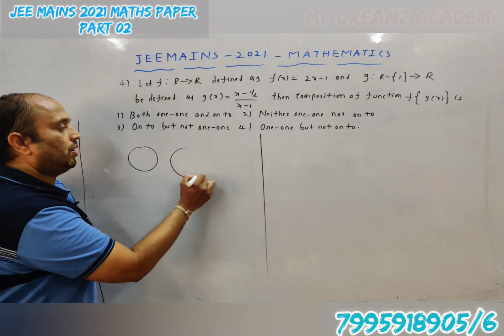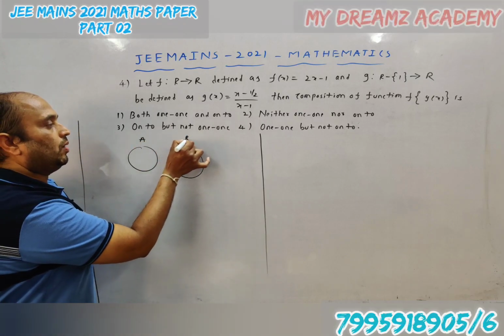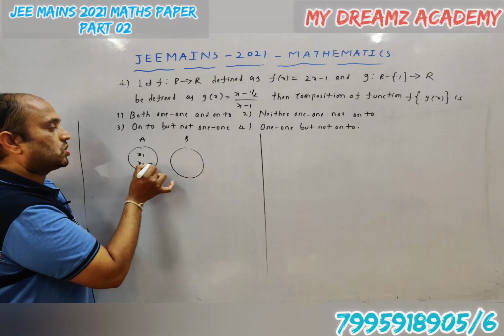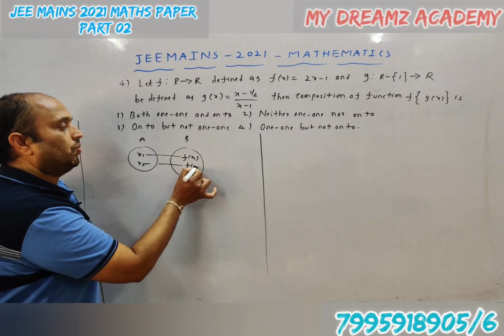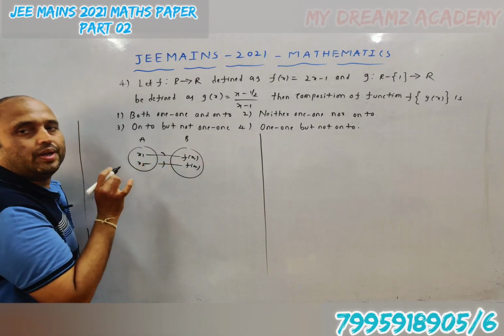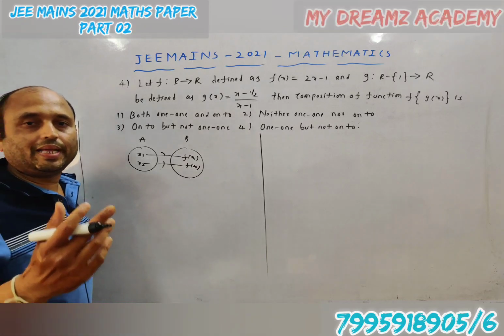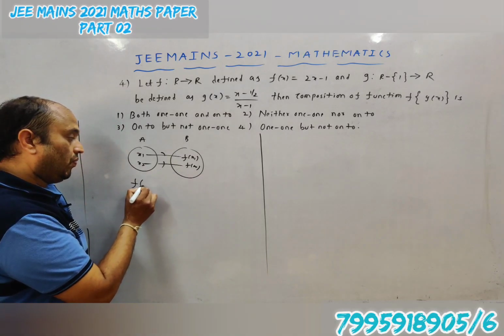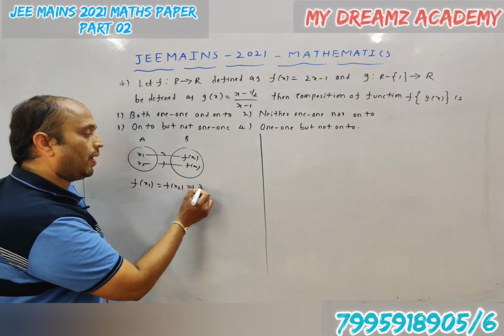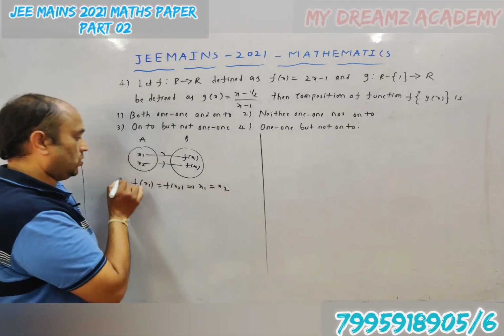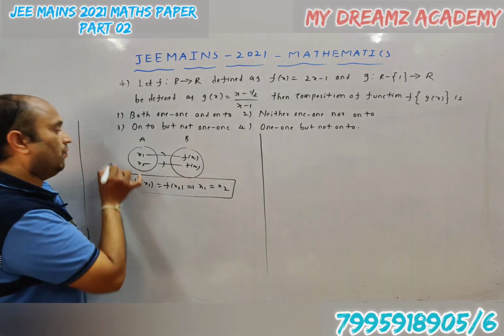Suppose sets A and B, and elements x1, x2, with images f of x1 and f of x2. If the function is 1-1, different elements will have different images. So the condition for 1-1 is f of x1 equal to f of x2 implies x1 equal to x2. This is the condition for 1-1.